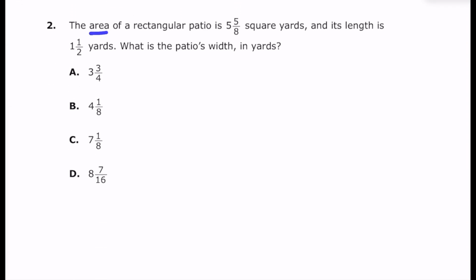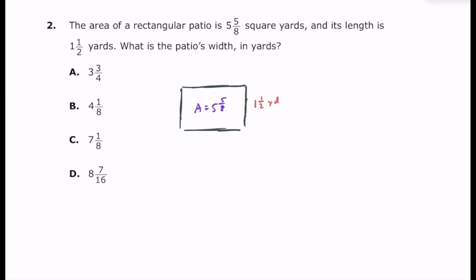For number 2, we have the area of a rectangular patio is going to be this many square yards, and the length is going to be 1.5 yards. What's the patio's width in yards? Okay, if we want to look at this as a picture, we have a rectangle. We know the area, or the amount of space inside here, is going to be this 5 and 5/8. I'm going to say area equals 5 and 5/8. And we know the length is going to be 1.5 yards, so I'm going to put that 1.5 over here. They're asking what that width is going to be.